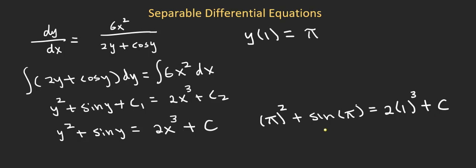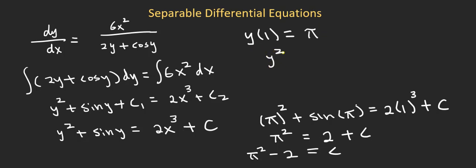Now we can find what the value of c is. So it's going to be pi squared. What's sine of pi? That's 0. And that becomes 2. So our c is going to be pi squared minus 2. So a particular solution, given this information, will be y squared plus sine y equals 2x cubed plus pi squared minus 2.